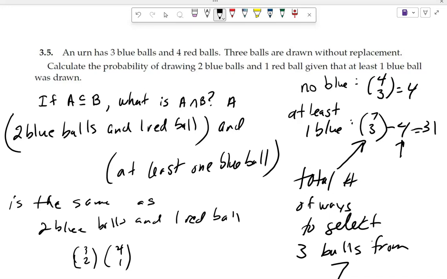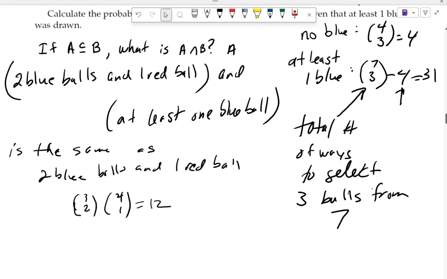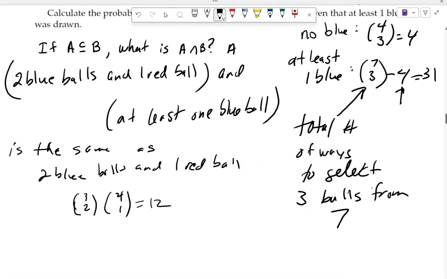3 choose 2 is 3. 4 choose 1 is 4. 3 times 4 is 12. Think about why 3 choose 1 and 3 choose 2 are the same. They are kind of complements of each other, right? If I want to choose one thing out of 3, I could just not choose the other 2. It's the same counting. So I get 12. So what's your probability going to be? 12 over 31. Good.